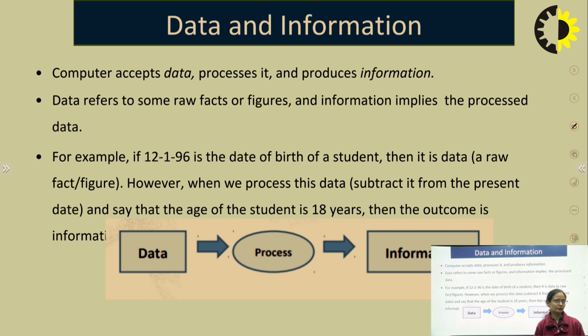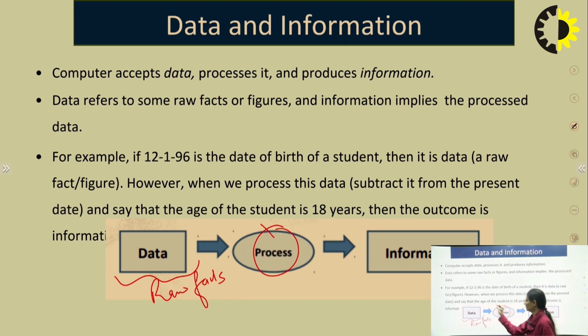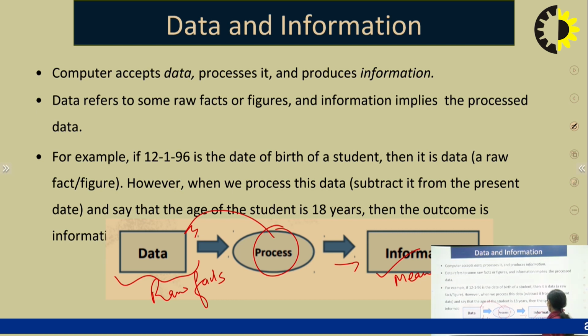So what is data and what is information? The computer accepts the data, processes it and produces the information. Here we have data. This data is nothing but your raw facts. You do some kind of processing on this data, and once the processing is complete, it is converted into meaningful data, having some meaning. And this is your information. So data refers to raw facts, and information is your processed data.